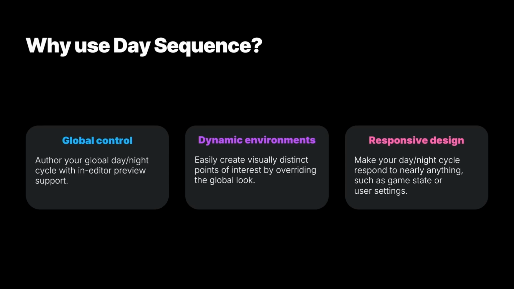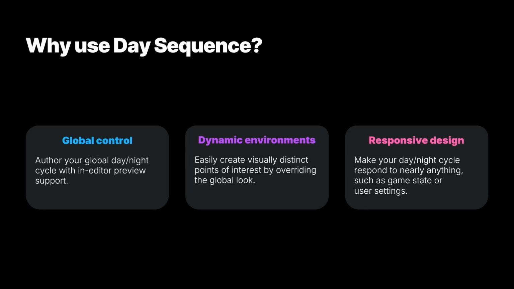But, so why use day sequence? Well, there's three primary workflows whenever you're using day sequence. These are basically three phases that you're moving back and forth between to focus on different parts. So global control is the first thing you're going to do whenever you start using day sequence, and it's the stage of the design of your time of day system where you're defining how the day is going to look across the day-night cycle anywhere in your world all the time.